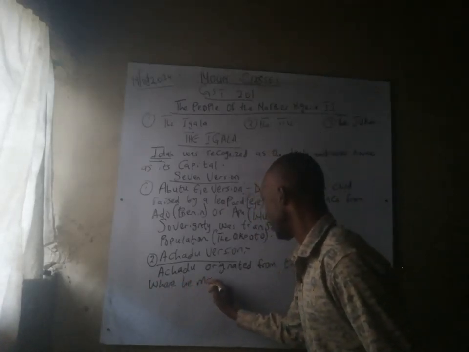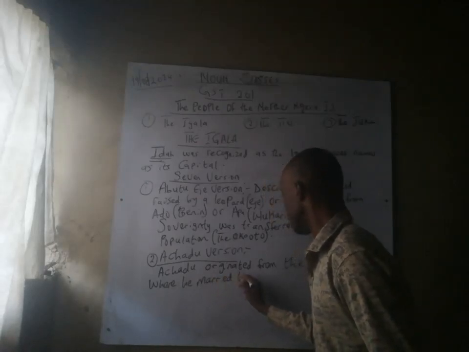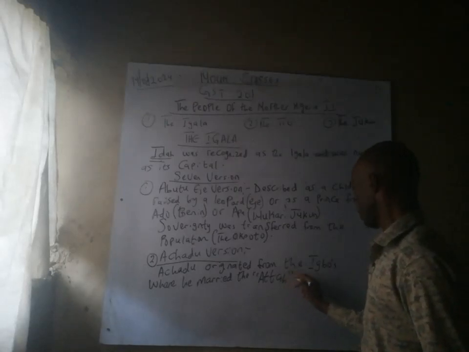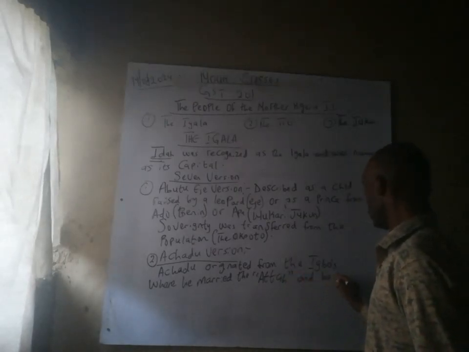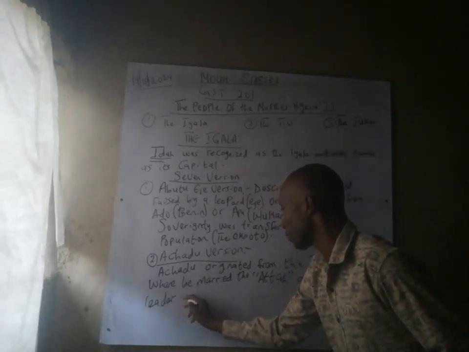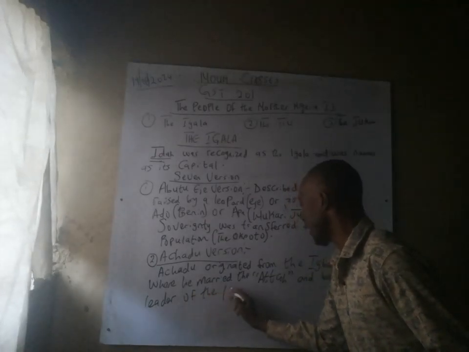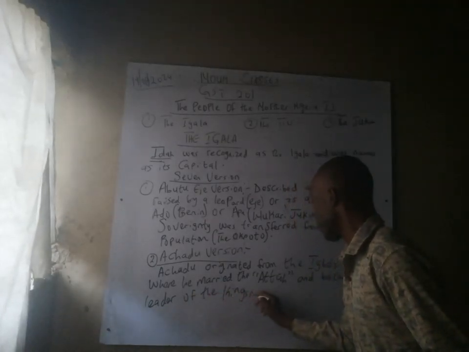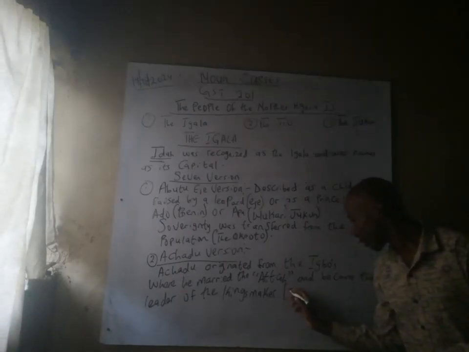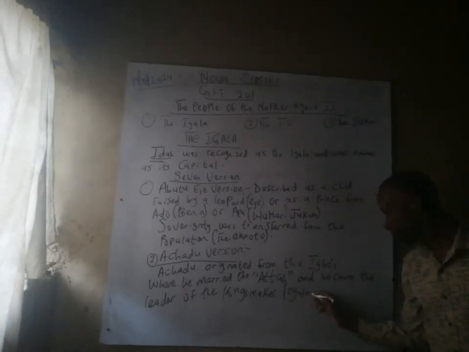He married the Ata and became the leader of the king's makers, known as Gala Mela.